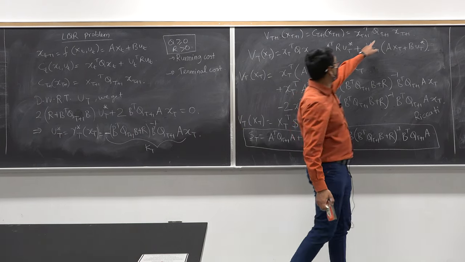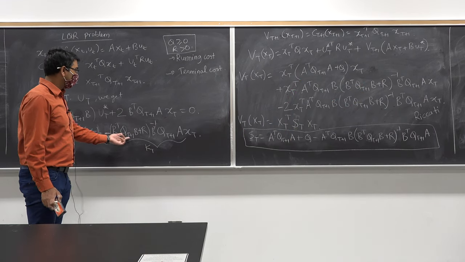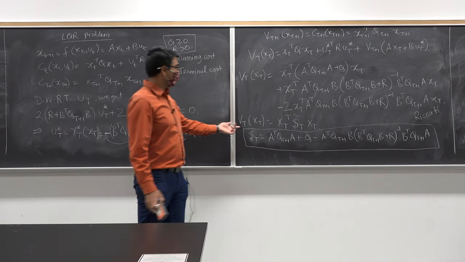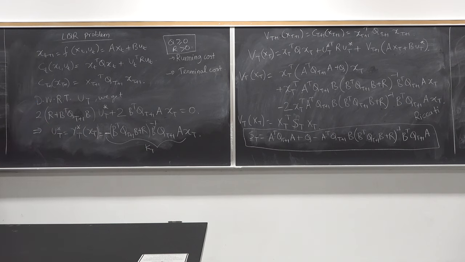Instead of Q_{T+1}, I now have S_T. And so everywhere where Q_{T+1} appears, I can replace it with S_T, and I get the expression for V_{T-1}. And I can keep doing that again and again. I can get the value function at any time, and I can get the policy at any point of time.